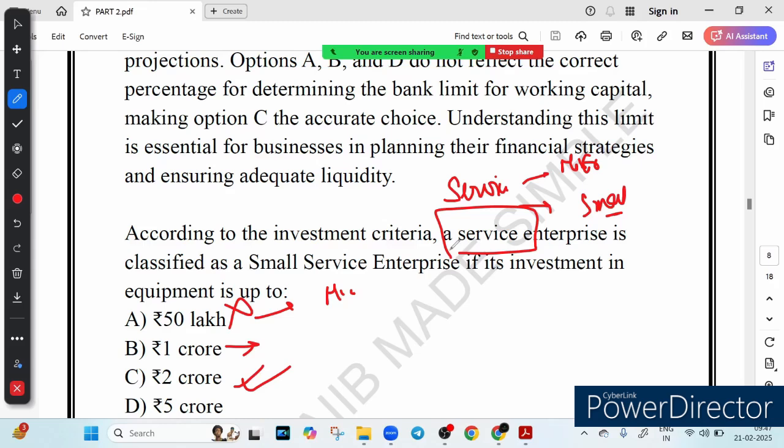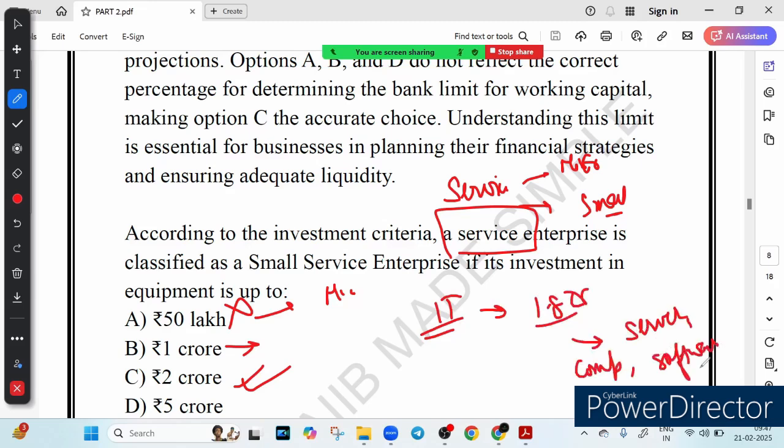Let me give you an example. मान लीजिए एक business, suppose a business in the IT service sector invest 1.8 crore, right, in the server, in the computer, in the software. So since the investment is under 2 crore, it qualifies as a small service enterprise and can access MSME benefit. Right. 5 crore is wrong.